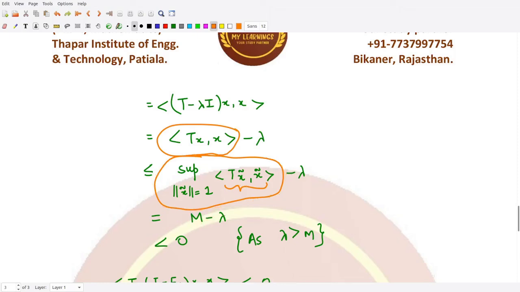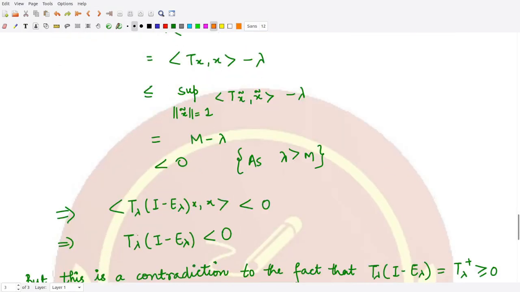So we have this thing equal to M minus lambda, and in the very starting we assumed that our lambda is strictly greater than M. So obviously in this case M minus lambda is less than 0, right? So we obtain an inequality which tells us that the inner product of T_lambda (I minus E_lambda) x with x is strictly less than 0. If this is less than 0, that means the corresponding operator has to be less than 0, right? So this is one result that we obtain using our assumption.